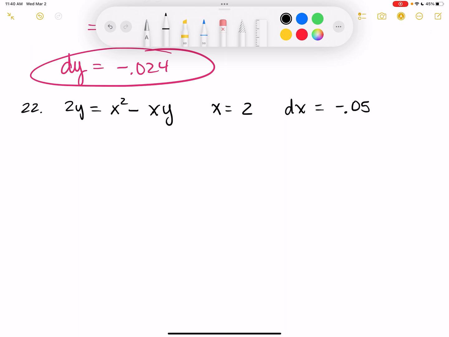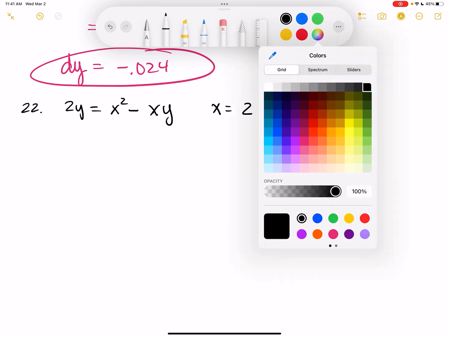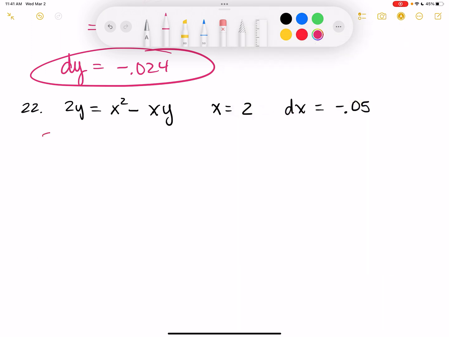Okay. So, this problem's a little different because we've obviously got y's on both sides. So I need to move some stuff around to make that not the case, because while I could do it implicitly, I don't really want to. If I move the negative xy over to the left side, if I add it over, it becomes a common factor.